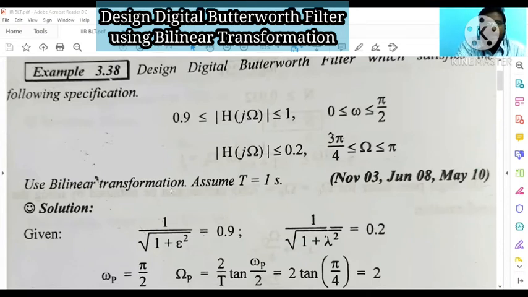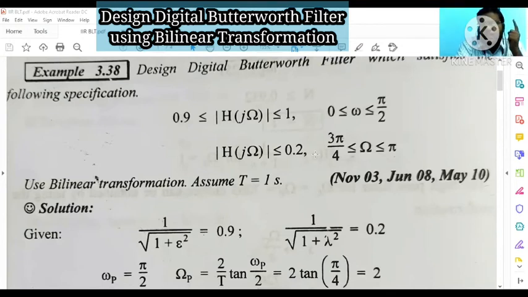Next, use bilinear transformation. How to solve this problem? We are going to design it by using the bilinear transformation method. One more thing is also given: assume T equal to 1 second, that is, capital T, the time period, equal to 1 second. This is also given in this problem. First, note this down before solving the problem.